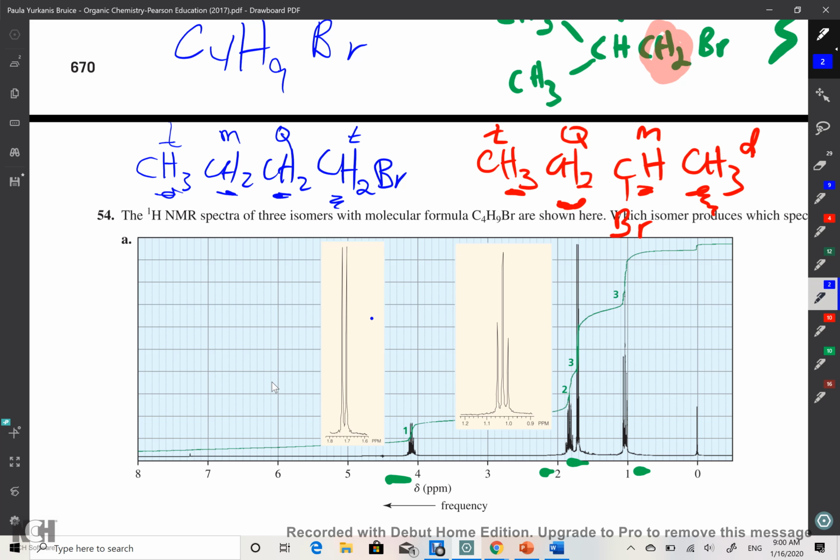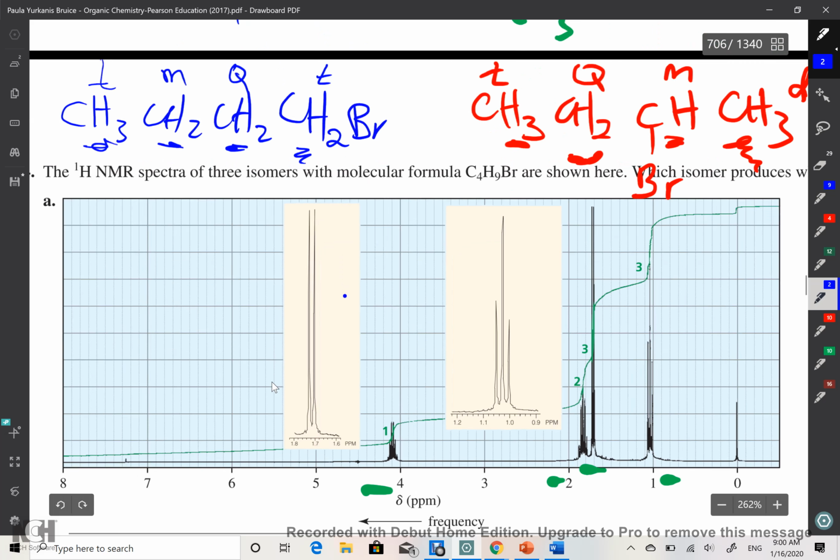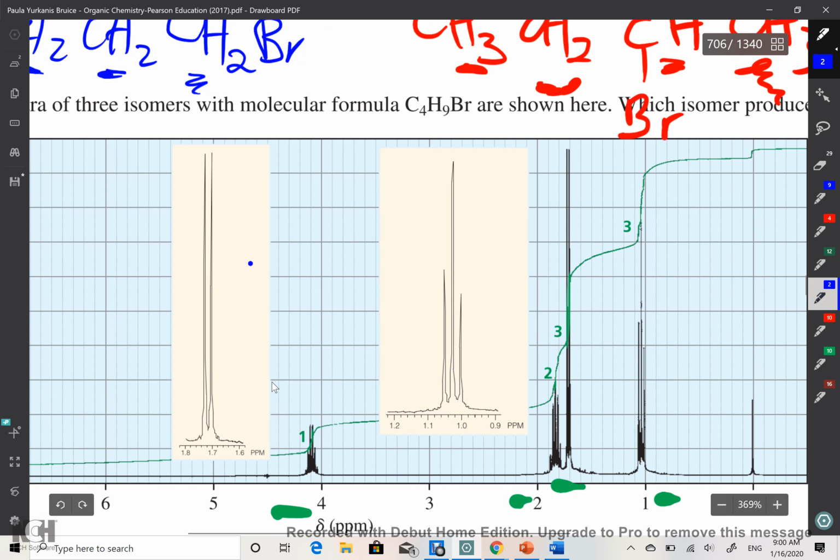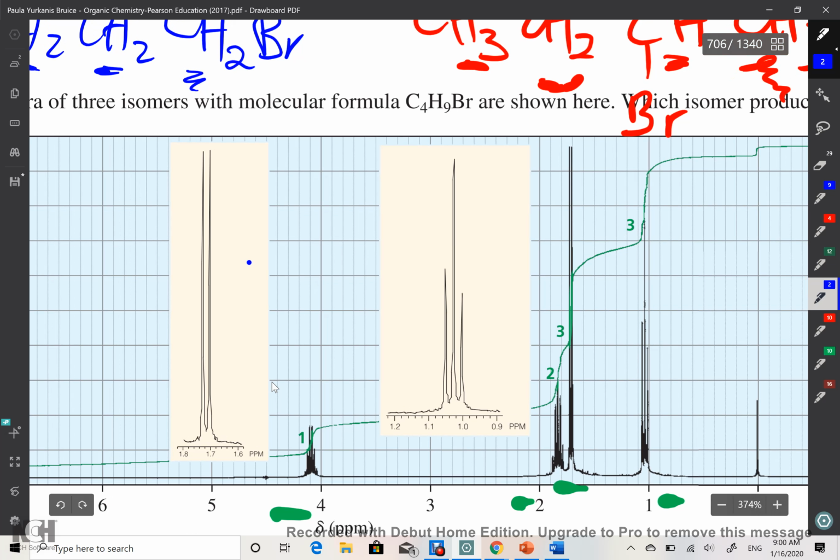Now, down here, what do we have? Oh, this thing is not very clear. It looks clear in front of me.